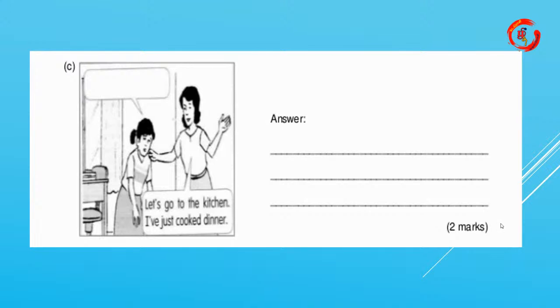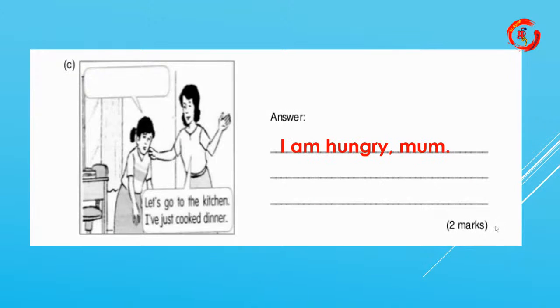Yes, okay, very good. Let's look at the answer. I am hungry, Mom. Simple, right? I am hungry, Mom. So, your mom is saying, let's go to the kitchen. I've just cooked dinner. Okay, let's see the next one.